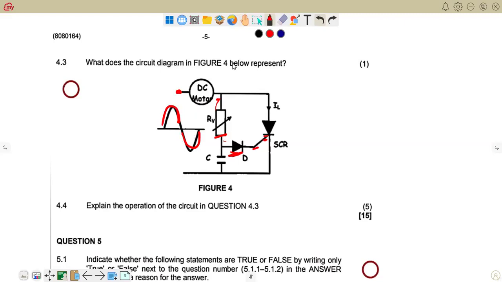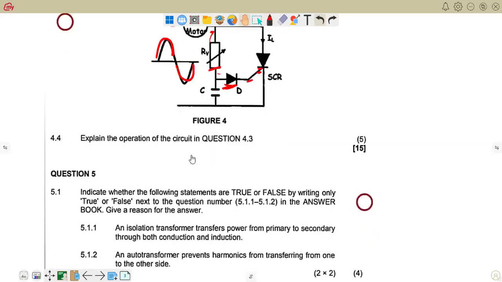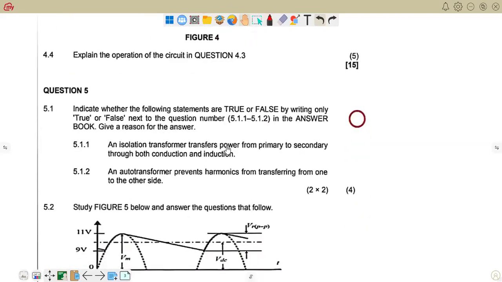Let's quickly go to question number 5. Indicate whether true or false next to the question numbers 5.1.1 to 5.1.3 in the answer book. Give a reason for the answer. In an isolation transformer, power is transferred from primary to secondary through both conduction and induction. That's false, because an isolation transformer doesn't actually do that. Rather, it simply provides a separation. It can't do that. It's an autotransformer that can do that to a bit of an effect, just out of interest.